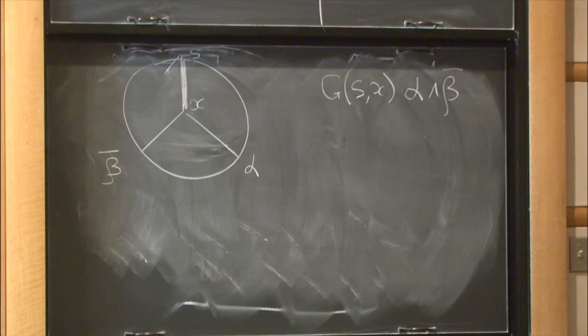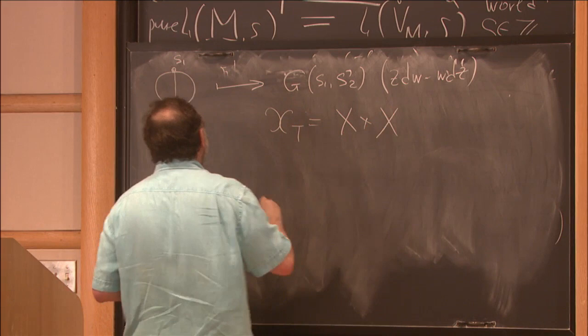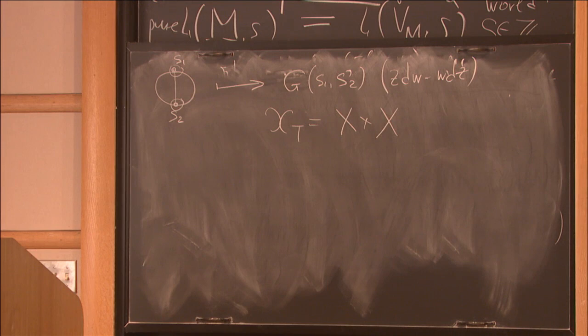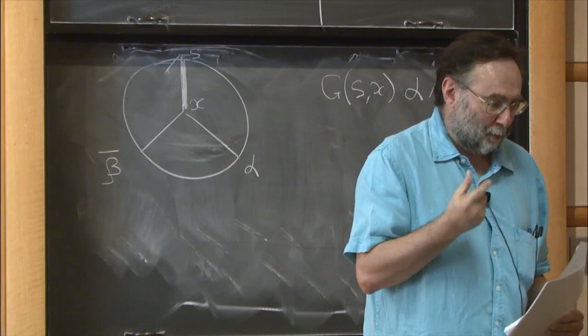So, x t, in this very first simple example, what's x t? In this simple example, x t is x cross x, which corresponds to this and this vertex. You imagine that your curve varies in a family, that your points travel on the curve. Then you get a function on x cross x. If you insist that they're fixed points, then you just get a number.